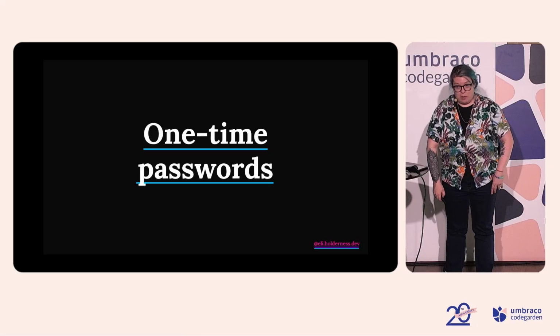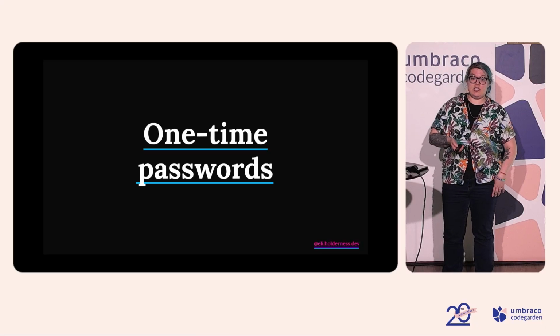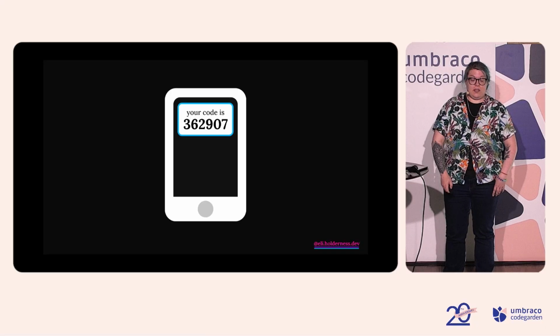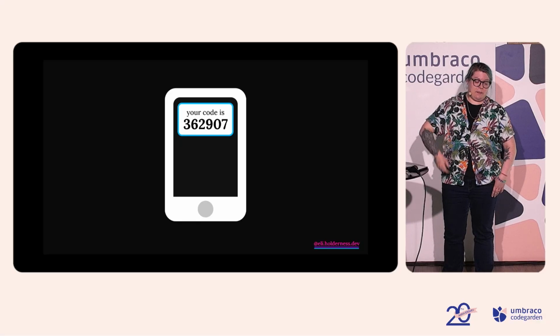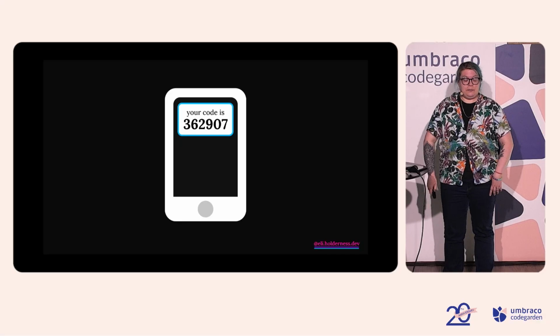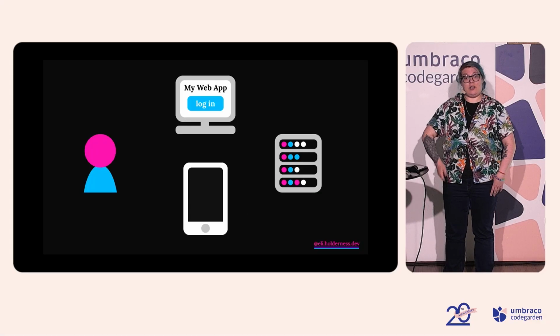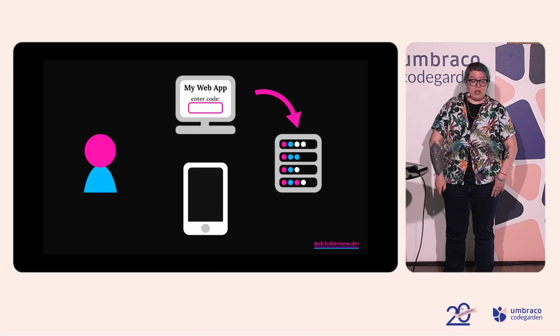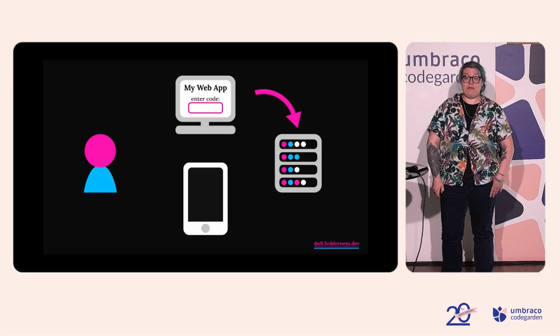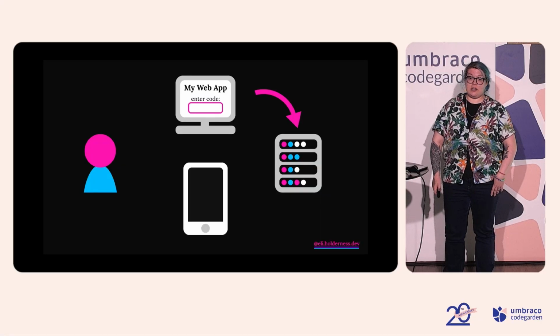Another option is one-time passwords. This is another thing that you have because it relies on your phone. The way that this works, sometimes you get them through the email as well, right? You get a text to your phone. The way that this works is I go to my web app and I say I'd like to log in. The web app says, okay, I'm going to ask you for a code. It says to the server, please send a code to this person.